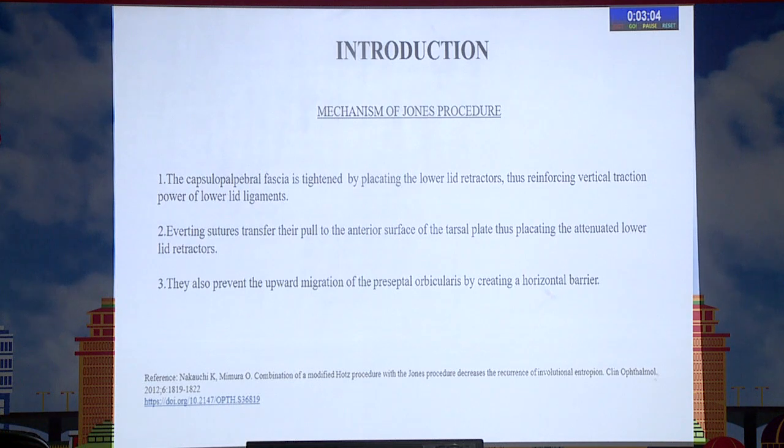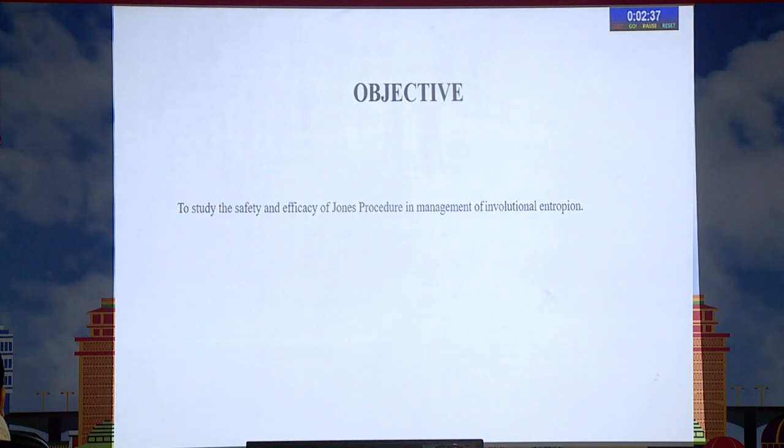What is the principle of Jones procedure? The capsulopalpebral fascia is tightened by plicating the lower eyelid retractors, thus reinforcing the vertical traction power of the lower lid ligaments. Everting sutures transfer their pull to the anterior surface of the tarsal plate, thus plicating the attenuated lower lid retractors. They also prevent the upward migration of the preseptal orbicularis by creating a horizontal barrier.